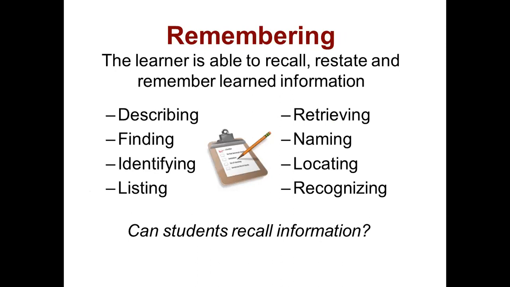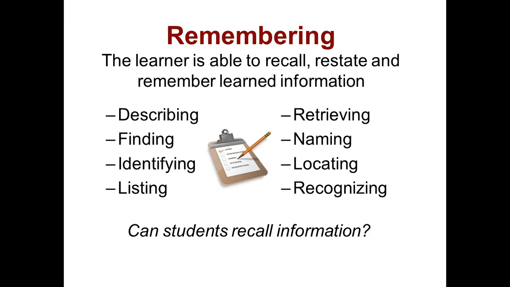In the remembering, right, the learner is able to recall, restate, and remember learned information, right? So these actions will be there, right? So you can use action verbs related to these activities when you write learning objectives for remembering level. What you want your students to do is remember facts. Then if they can do these actions, then you can judge, okay, they remember what I taught them, right? So they should be able to describe things, find things in a given list, right? In a given text, they should be able to find things.